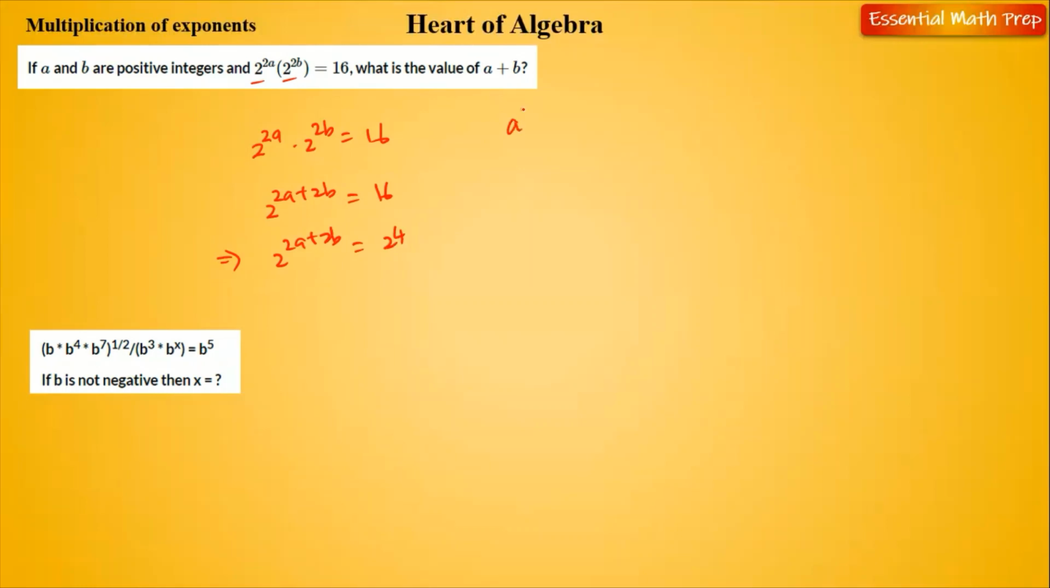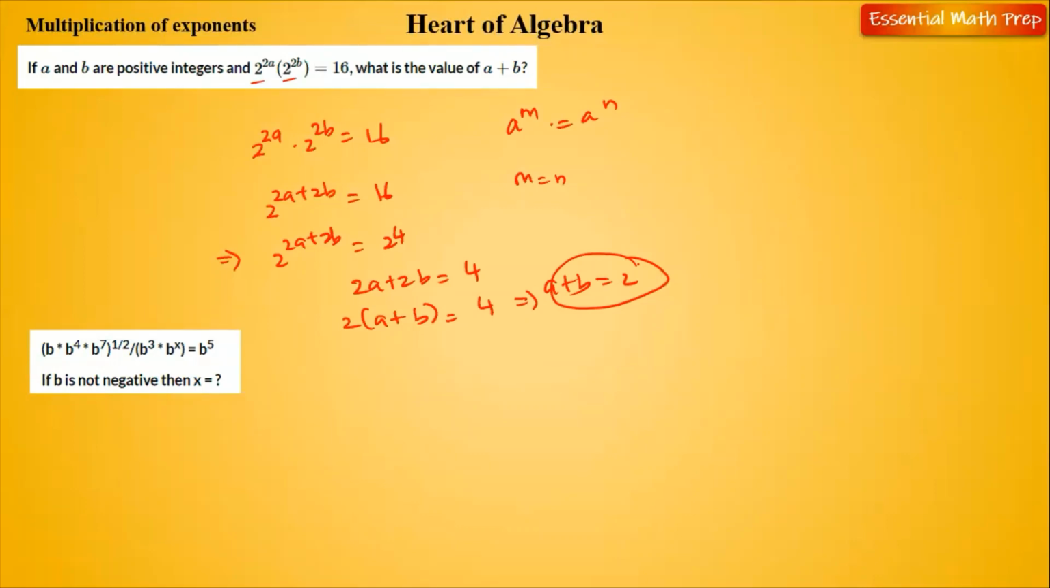Because if a power m equals a power n, then m equals n. Using that logic, 2a plus 2b equals 4. If you take 2 out of the bracket, a plus b equals 2. Simple, isn't it? Right, let's continue.